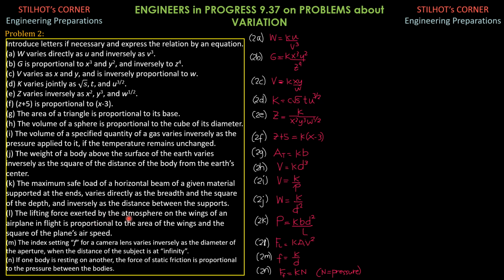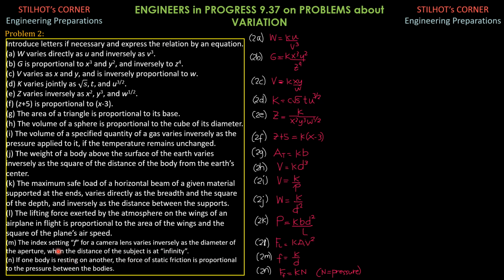2L, the lifting force, this is called lift force in fluid mechanics. The lifting force exerted by the atmosphere on the wings of an airplane in flight is proportional to the area of the wings and the square of the plane's airspeed. So lifting force F sub L equals constant of proportionality times the area and the square of the airspeed of the plane.